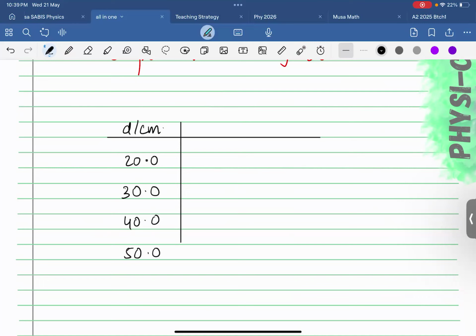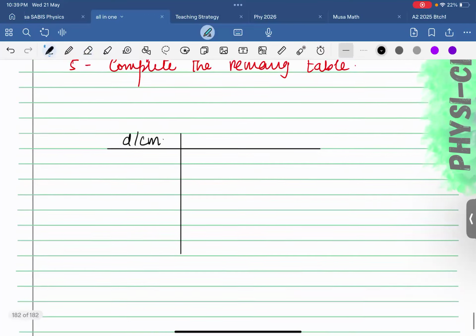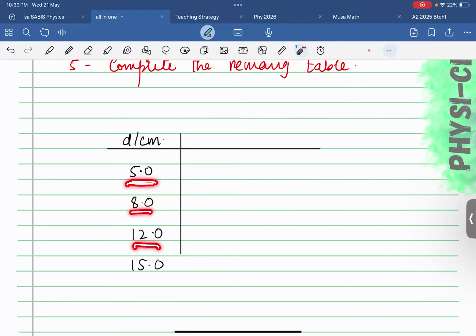Let me just show you one more thing. Just consider 5.0, and then 8.0, and then 12.0, and then 15.0. Now, a lot of kids get confused. What is happening over here? We have 2 dp, over here we have two significant figures, and over here we have three significant figures. What should we do? So they just end up adding another zero.